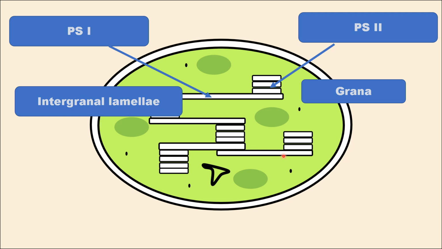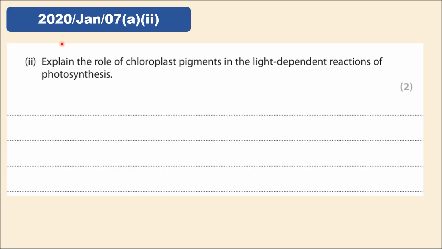The book also mentions their locations. PS1 is located in the intergranular lamellae and PS2 is in the granular regions. And these details are also very important. Let's move to the questions first, and the first question is from the 2020 January paper.